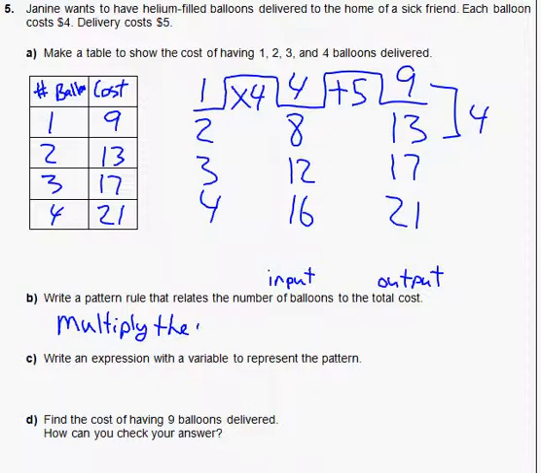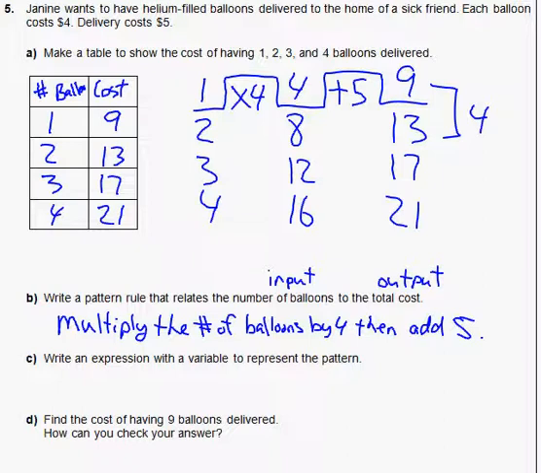Multiply the input. And if you put balloons down here instead of inputs, that's okay. That's no problem. Multiply the number of balloons by 4. Then add 5. The expression is just looking at our machine and coming up with a mathematical expression.